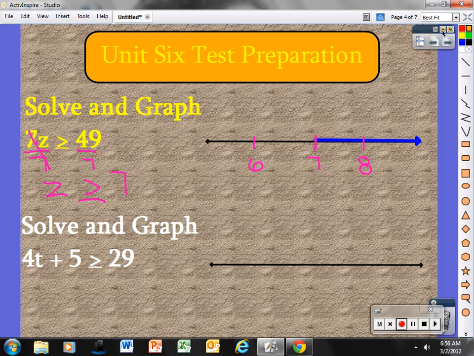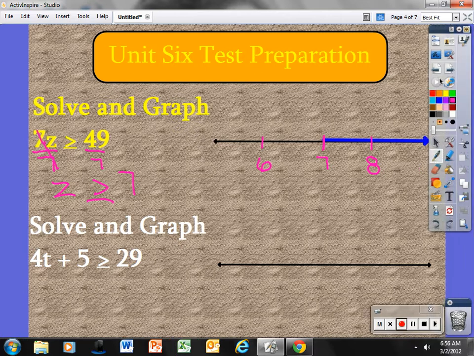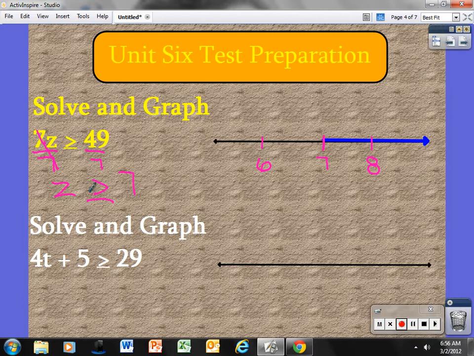Now the question becomes, is that circle open or closed? Is that 7 included in the solution set? Z is greater than or equal to. So yes, it is included. So circle filled in. So it looks like that. Remember, boys and girls, you get 1 point for solving it. You get 1 point for graphing it correctly, for a grand total of 2 points for that.